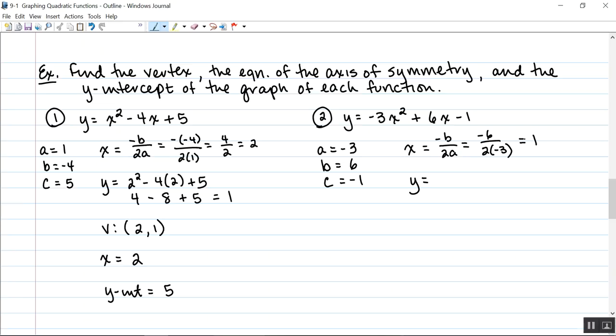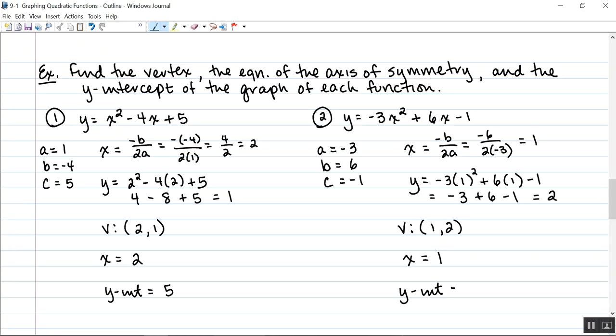Now to find the y, we're going to plug 1 back into this equation. So negative 3 times 1 squared plus 6 times 1 minus 1. That's going to give me negative 3 plus 6 minus 1, or 2. So my vertex is the point 1, 2. My axis of symmetry is x equals whatever the x of the vertex is, and then my y-intercept is my c, which is negative 1.